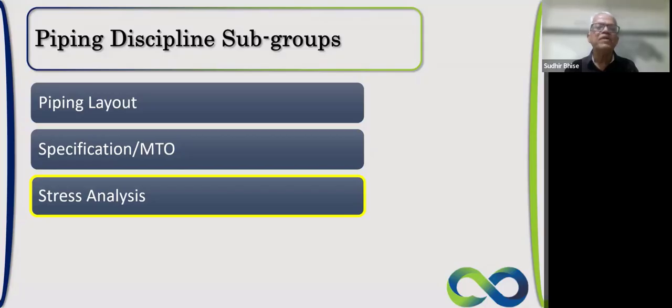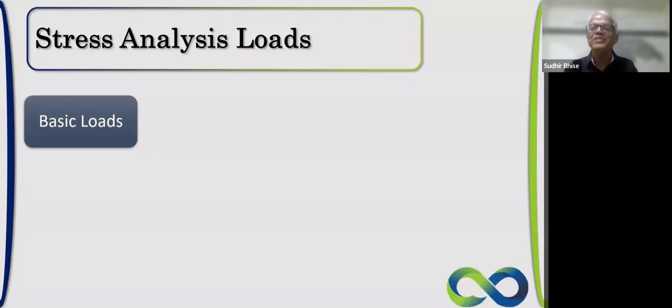So this particular group, the stress analysis group, identifies the lines which are required to be designed with very high importance. So what could be the basic loads for design? This is going to be pressure and temperature. Whenever there is any system which needs to be checked for design, the first thing we do is find out the pressure and temperature.